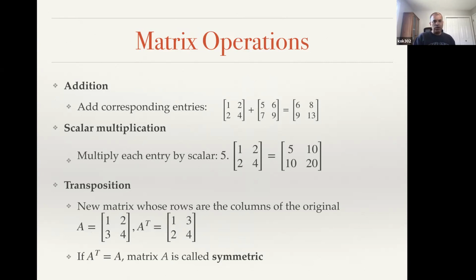Transposition is an operation in which you replace the rows with columns. So if you have A with row 1, 1, 2, row 2, 3, 4, you just put row number 1 in column number 1, row number 2 in column number 2, and that's the transpose of a matrix. So if some matrix is equal to its transpose, that matrix is called symmetric. So if you transpose it, you still have the same matrix.